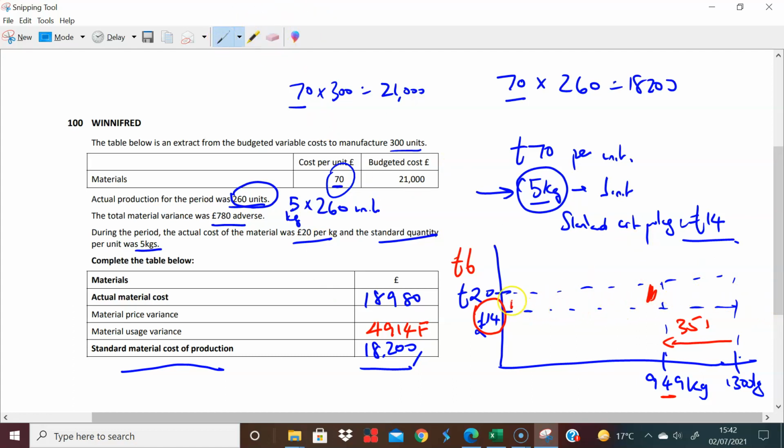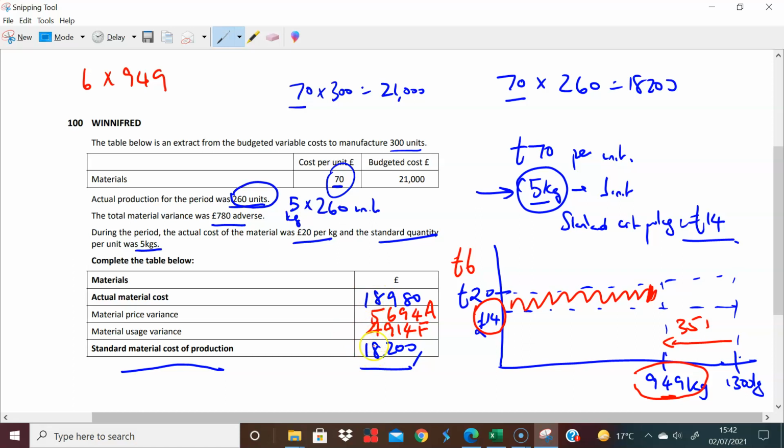So you ended up buying 949, and price variances are just the top up on what you've bought. You bought 949. That's what you chose to buy. So you went out there and bought some more expensive material, £6 more. So £6 right across the 949. So 6 times 949 gives you 5,694 adverse.